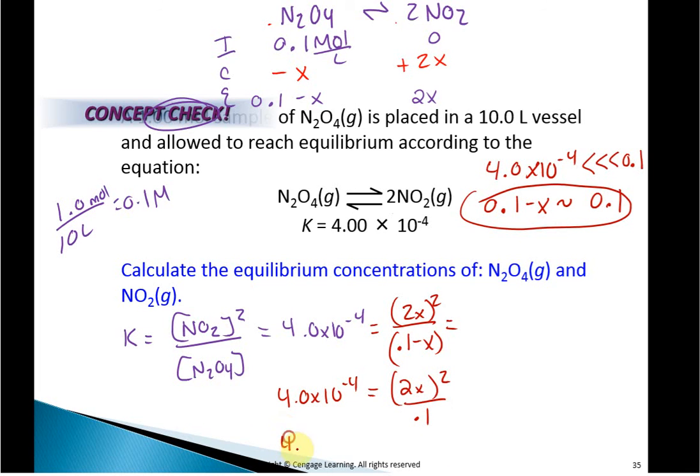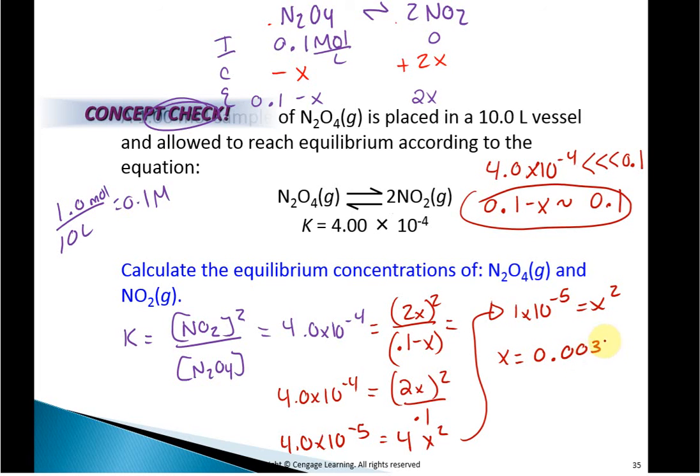Multiply both sides, it's 4.0 times 10 to the minus 5 is equal to 4x squared. Divide both sides by 4, you get 1 times 10 to the negative 5 is equal to x squared. And then to get the next step, you're going to take the square root of 1 times 10 to the negative 5. And you should get x is equal to something like 0.00316.